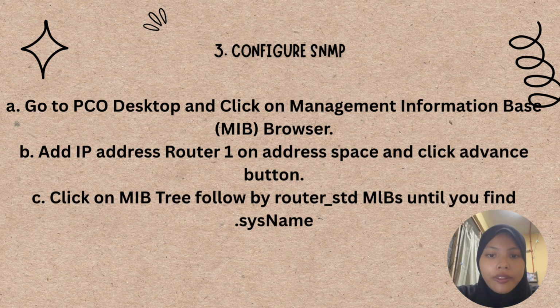Third, to configure SNMP, firstly go to the PC0 desktop and click on Management Information Base, which is the MIB Browser. Secondly, add the IP address of Router 1 in the address space and click the Advanced button. Thirdly, click on MIB3, followed by router underscore std MIBs, until you find .sysName.